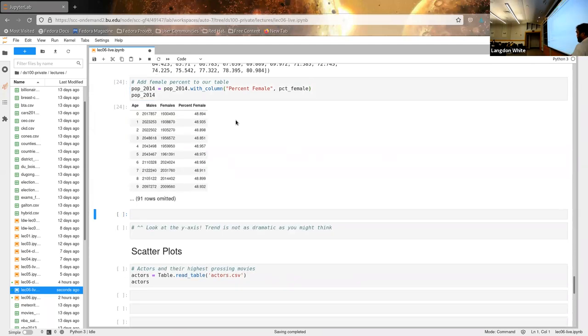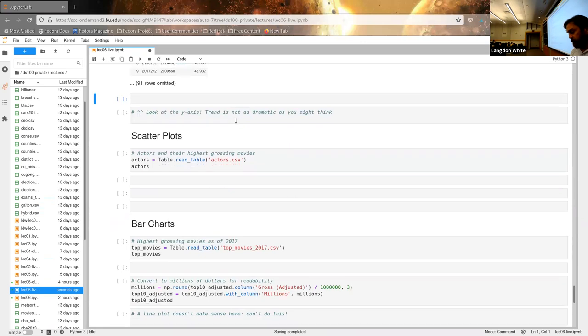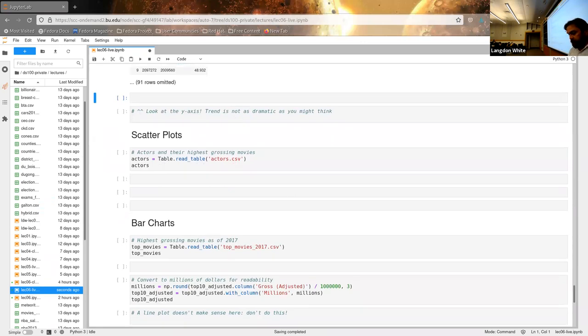Okay, so now we have a percent female column in your table. So now we might be able to use that to further do our plots, right? Or, you know, charts.